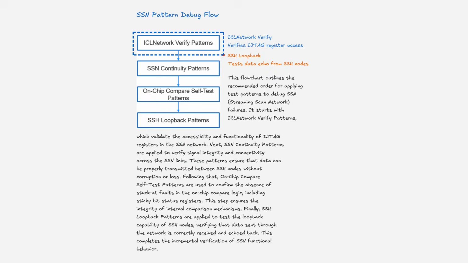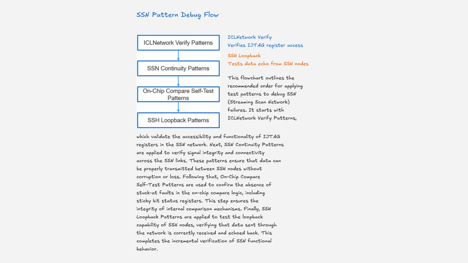This flowchart outlines the recommended order for applying test patterns to debug SSN, streaming scan network, failures. It starts with ICL network verify patterns, which validate the accessibility and functionality of IJTAG registers in the SSN network. Next, SSN continuity patterns are applied to verify signal integrity and connectivity across the SSN links. These patterns ensure that data can be properly transmitted between SSH nodes without corruption or loss.